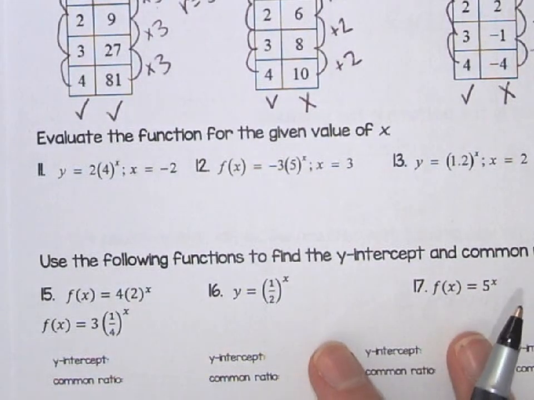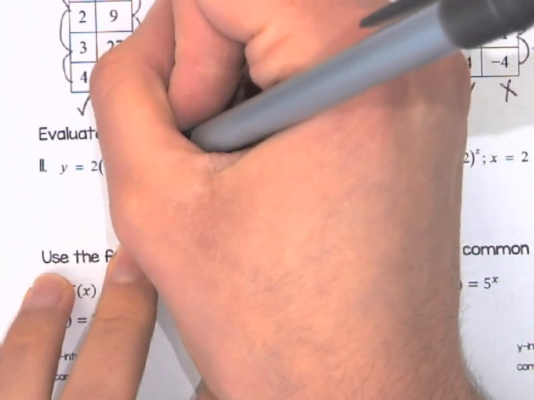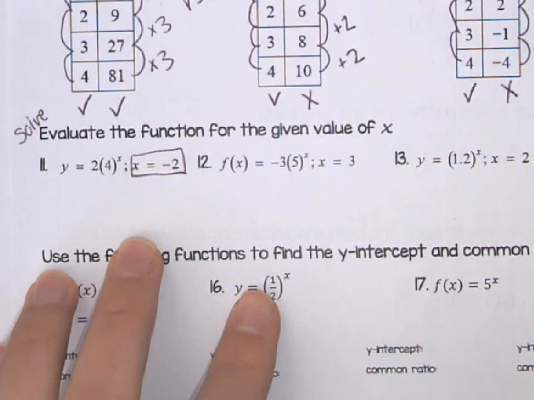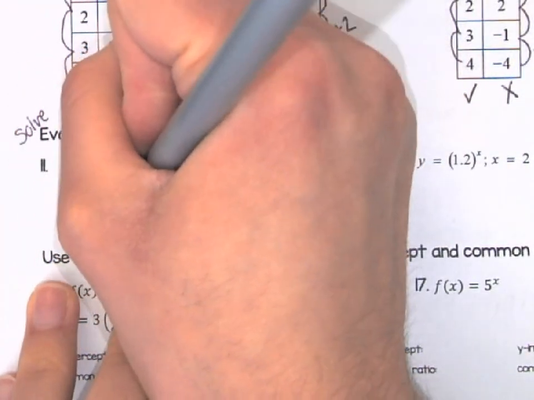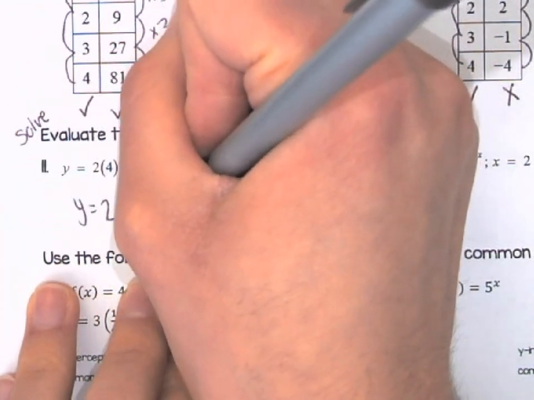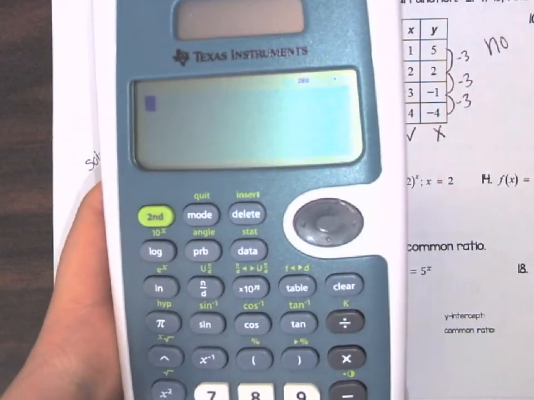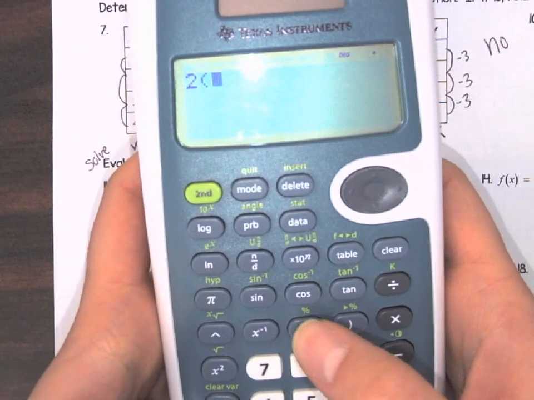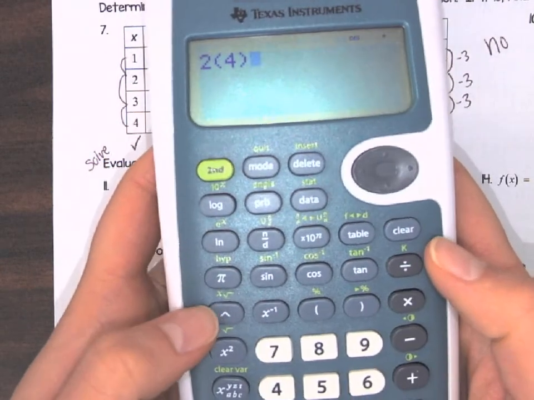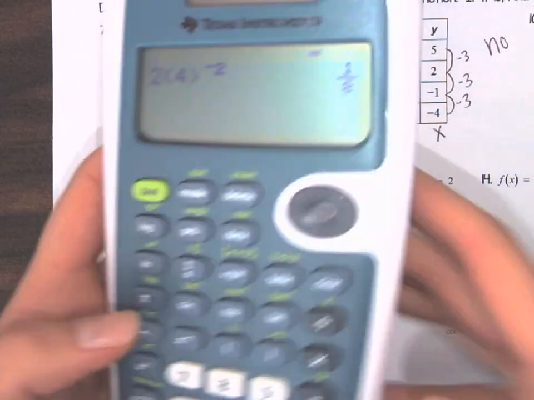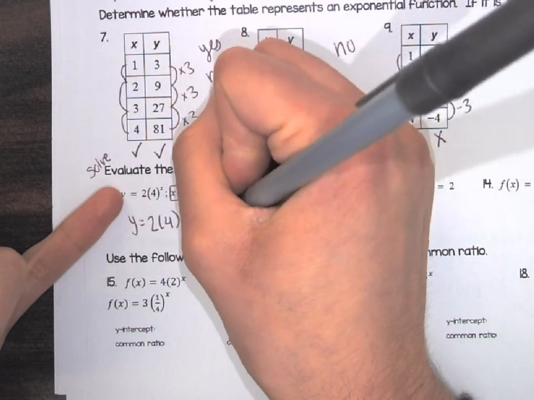On 11 through 14, what they're asking you to do is evaluate this function for the given value of x. So all that means is plug in the number that they give you for x and solve. That's what evaluate means, to solve. So y equals 2 times 4 to the negative 2 power, and if I type that into my calculator, I'm going to zoom out a little so you can see the buttons I'm pushing. 2 times 4, I hit this button right here, and I type in negative 2. That gives me 1/8, so that would be my answer for my first one.